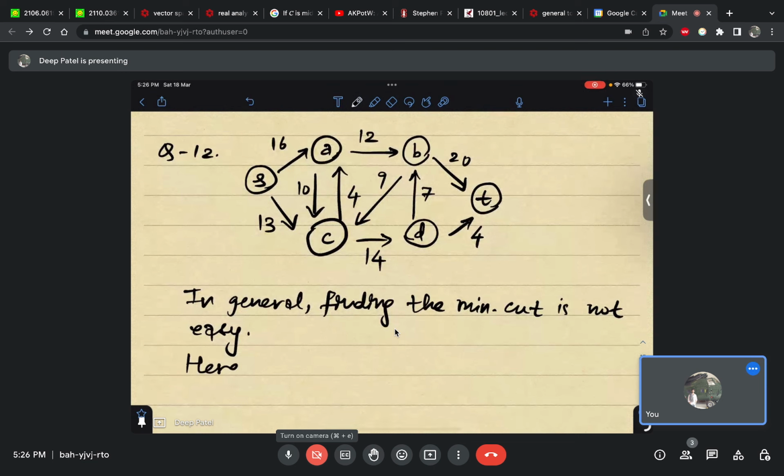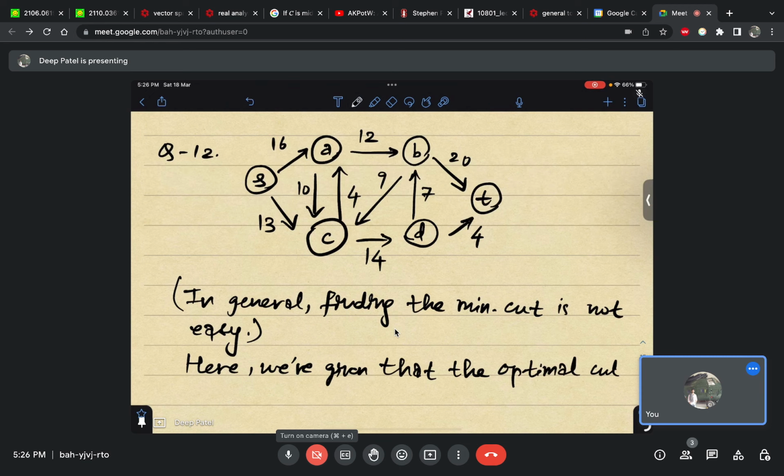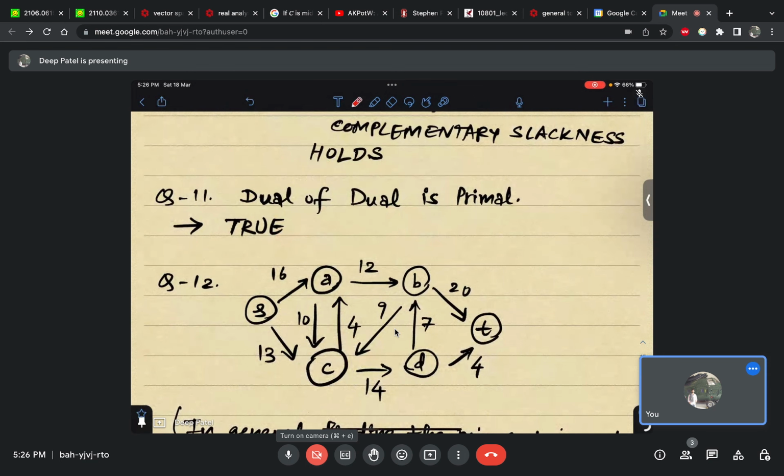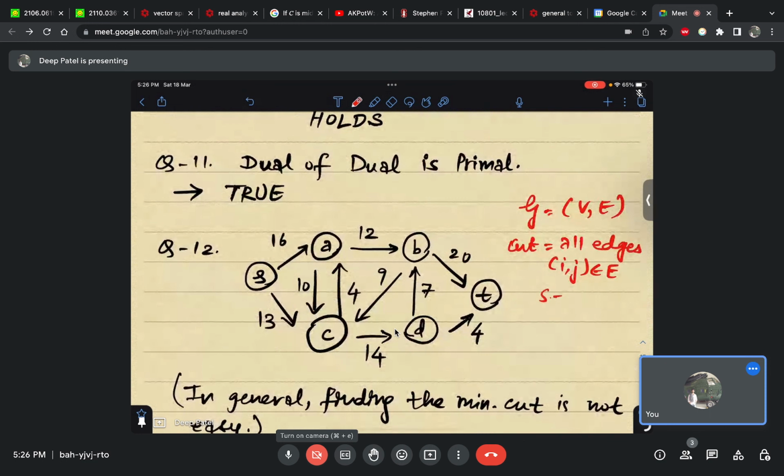Here we are given the optimal cut. So let me recall the definition of a cut. A cut is basically all edges ij, where the graph is my collection of vertices and edges, such that i belongs to some set S, which is a subset of the vertex set, and j belongs to S complement. Is that fine?